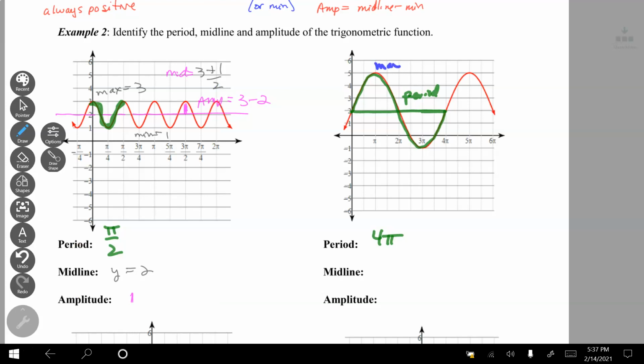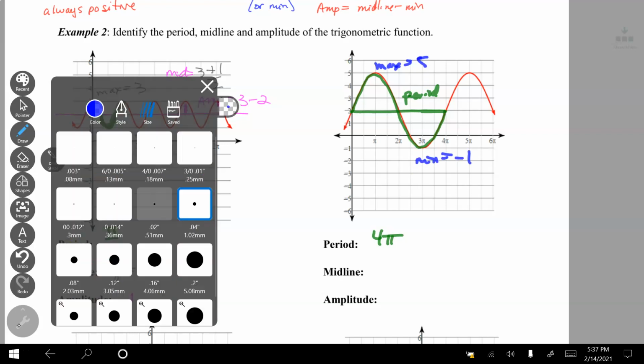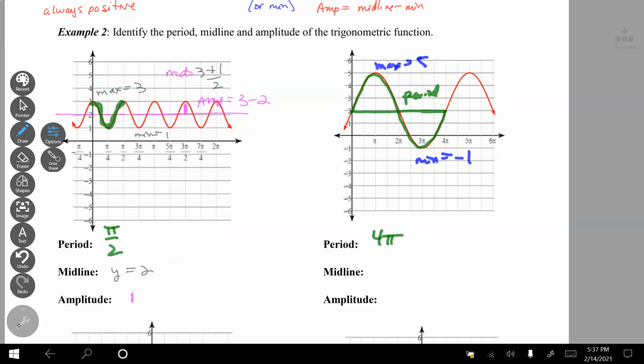I have a max equal to 5. I have a min equal to -1. So my midline is going to be 5 minus 1 over 2, 4 over 2. I get y equals 2 as a midline. I think that's kind of where I do the period.